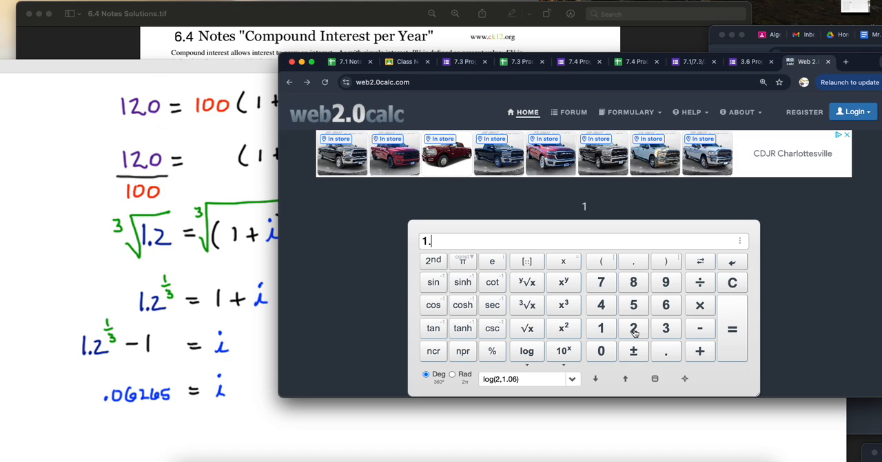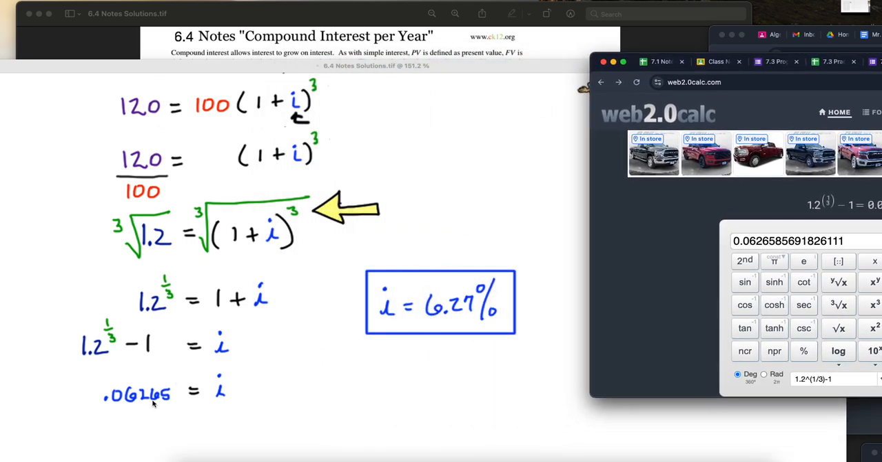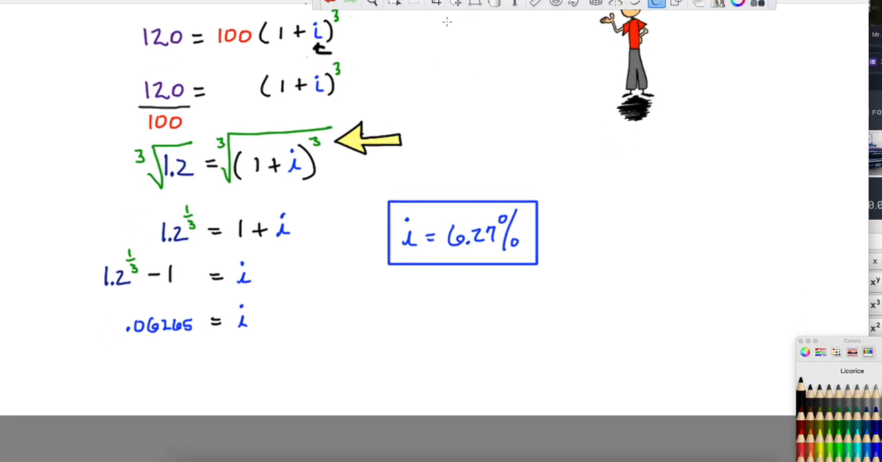So we have 1.2, and I'm going to raise that to, remember, we can express the cube root as a fraction, 1 divided by 3, minus 1. Is that what I want to do? Yep, that looks pretty good. Equals 0.06265. There we go. And that is equivalent to about 6.27% as an interest rate.